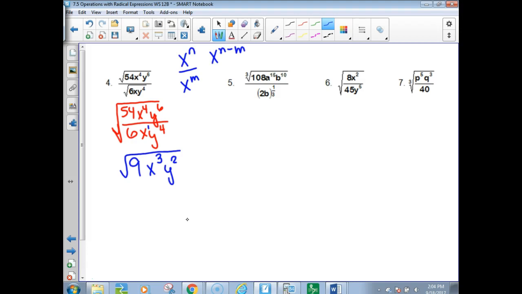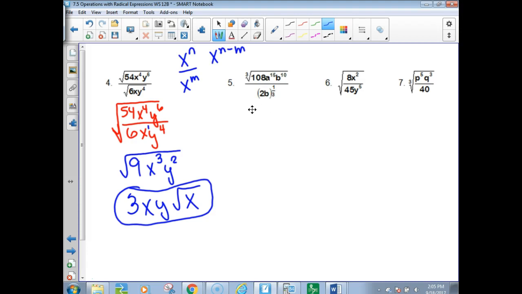And now I'm going to simplify this. So the square root of 9 is 3. The square root of x cubed is x with 1 left over. The square root of y squared is y. And then we'll have a square root of x because one guy got left behind. That's our answer to number 4.